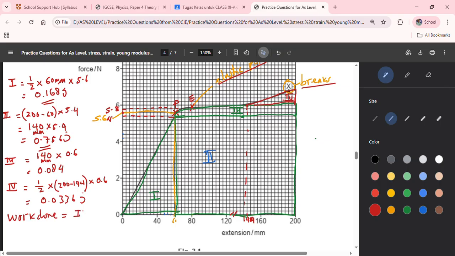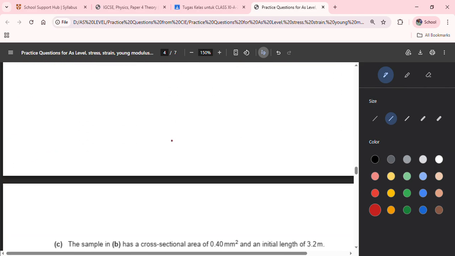So the work done is area 1 plus area 2 plus area 3 plus area 4. If we add them together, 0.168 plus 0.756 plus 0.084 plus 0.0336, the result is that the work done is 1.0416 joules. Okay, that's how to find the work done.